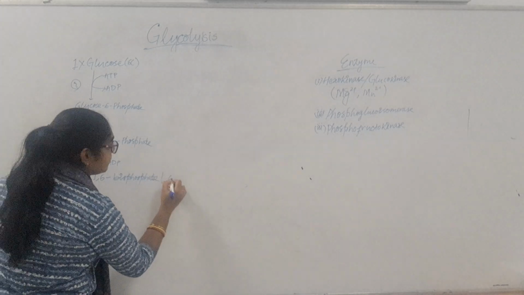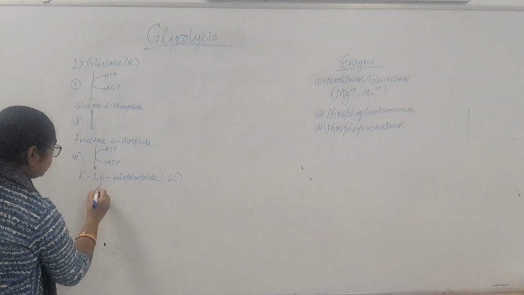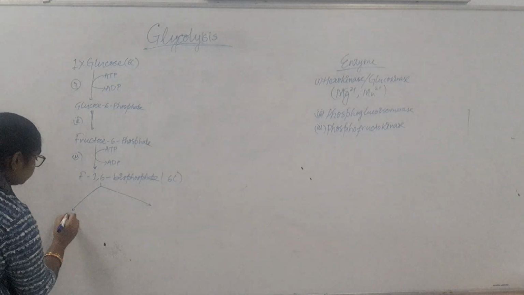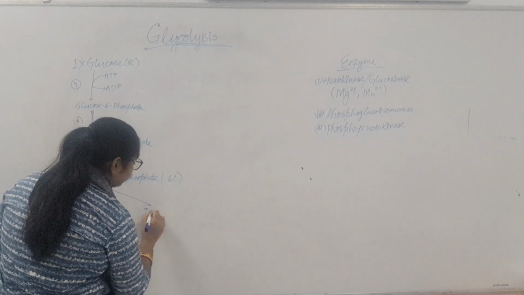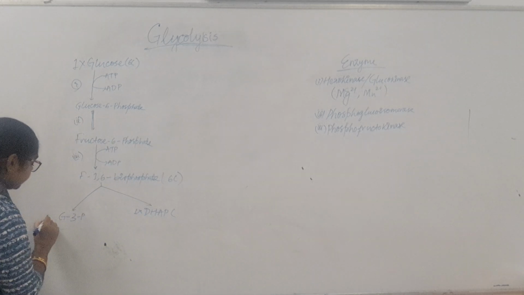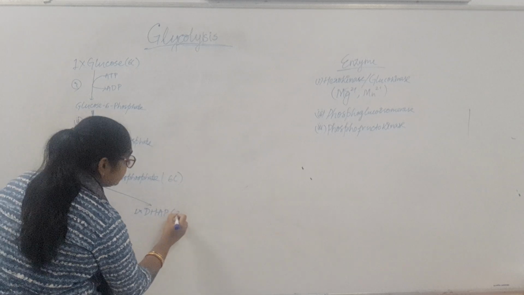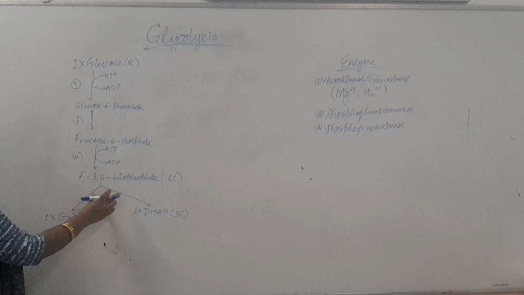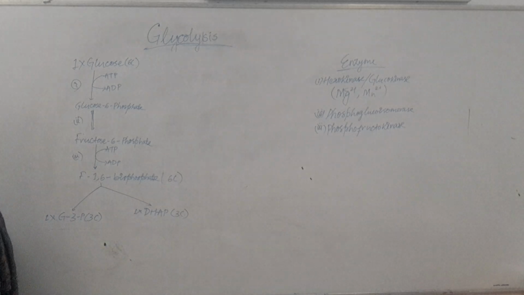Here we have the 6 carbon compound. At this stage, the sugar splits or is clipped into 3 carbon compounds. One is glyceraldehyde 3-phosphate and another one is dihydroxyacetone phosphate. One molecule of glyceraldehyde 3-phosphate and one molecule of dihydroxyacetone phosphate, and these two molecules are 3 carbon compounds. The 6 carbon compound gets split to produce 2 molecules.